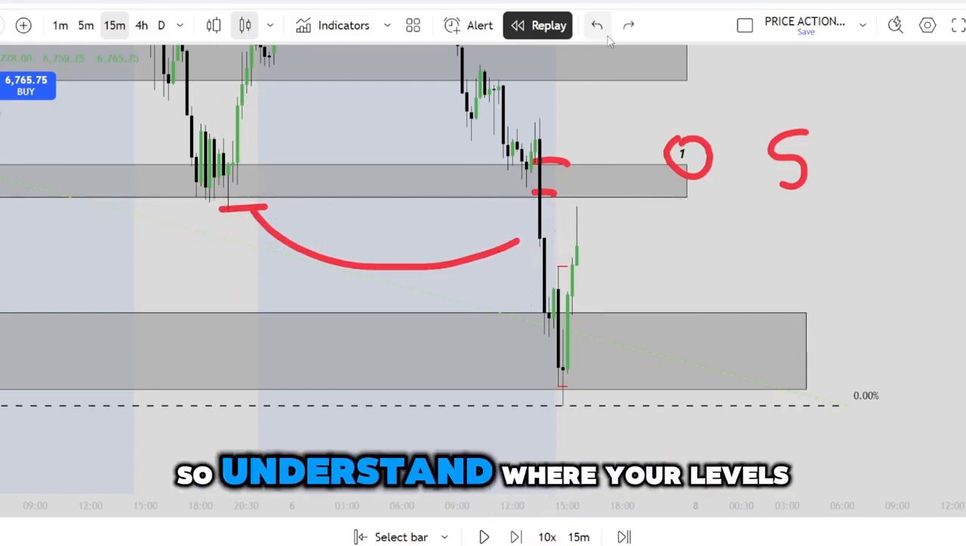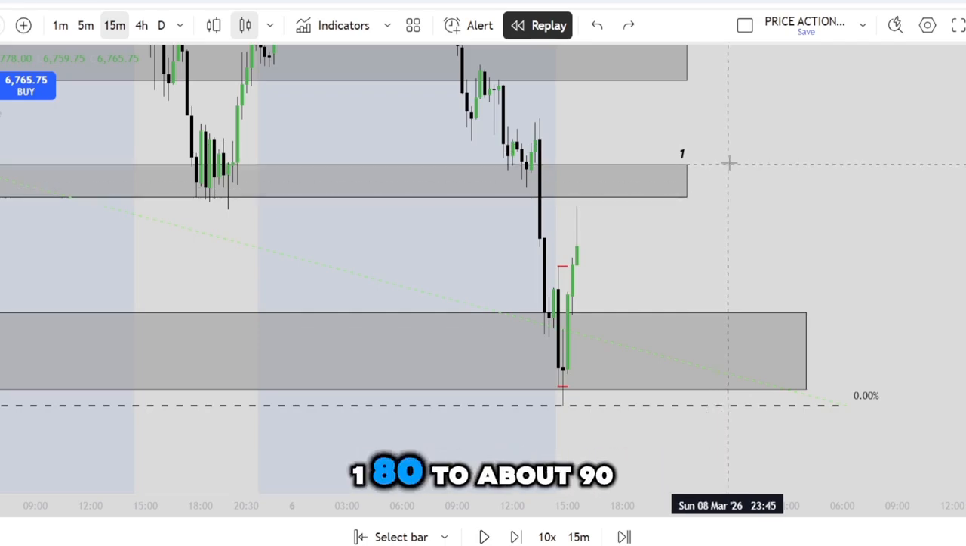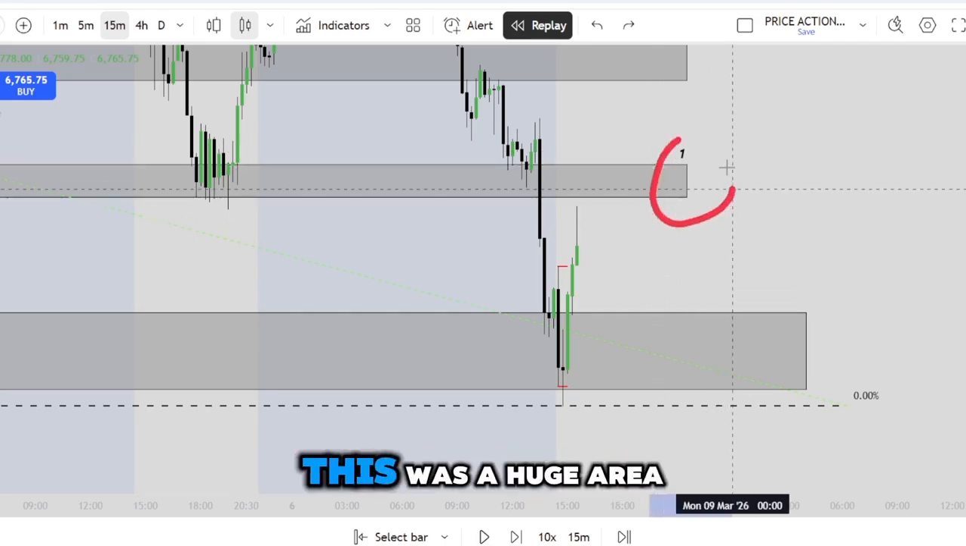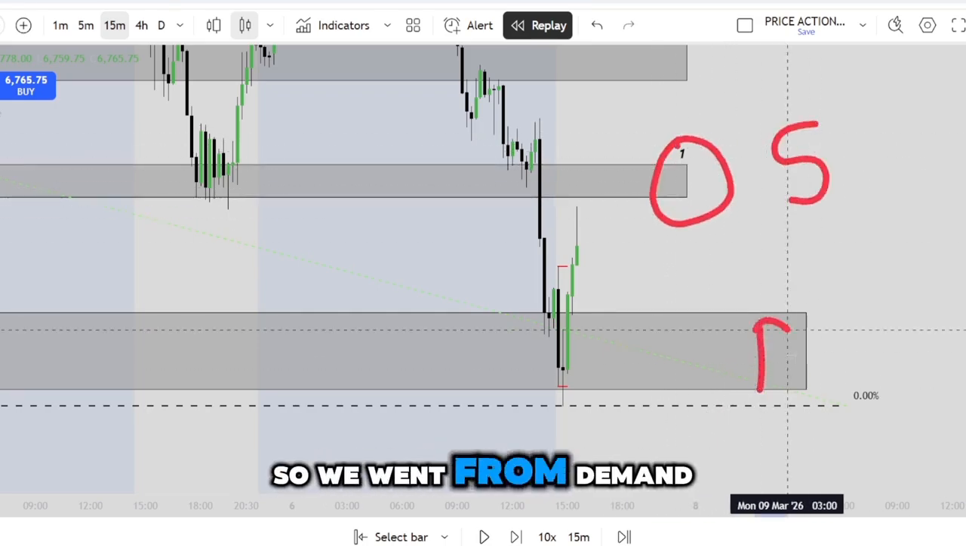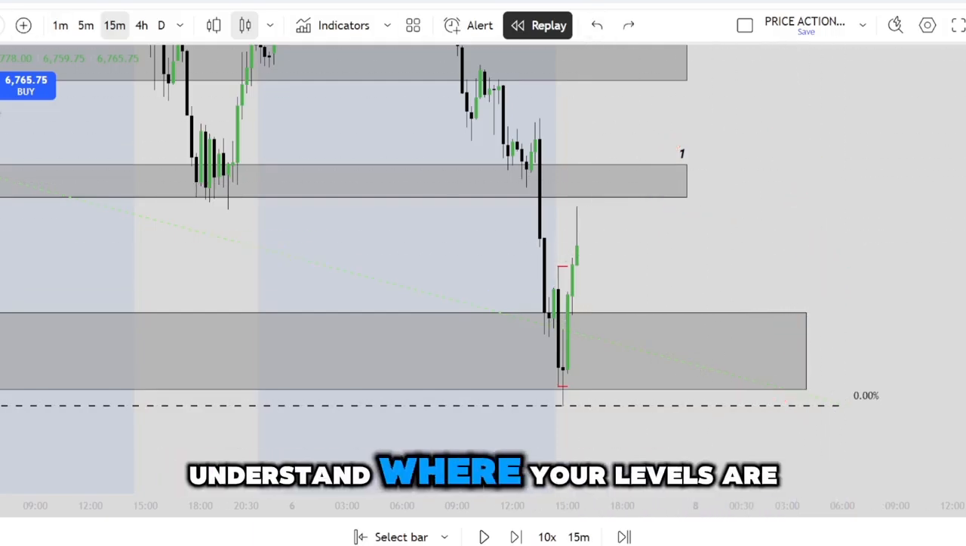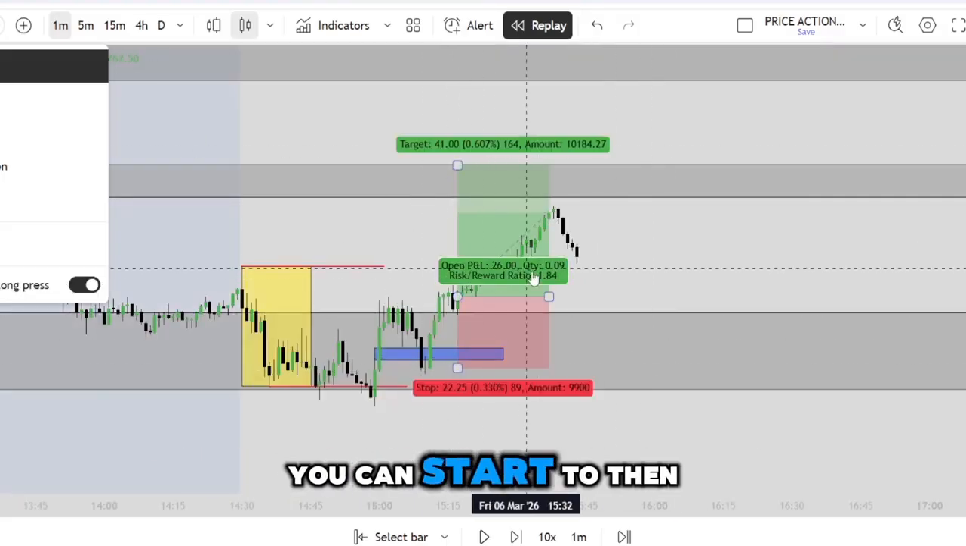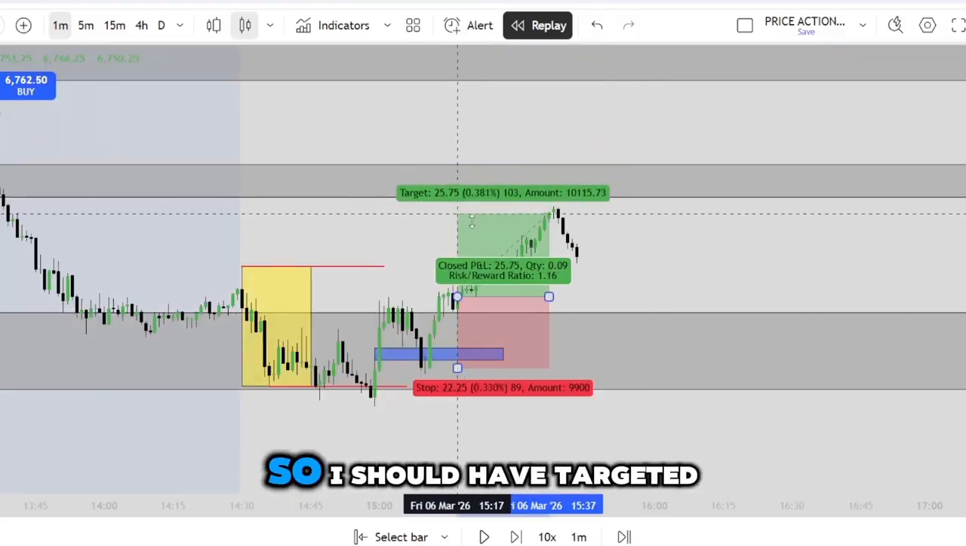So understand where your levels are. Key level 1, if you're trading ES, is 80 to about 90, 91. This was a huge area of supply. So we went from demand to supply. Understand where your levels are. That's very important, because once you understand where your levels are, you know where to target. So I should have targeted here.